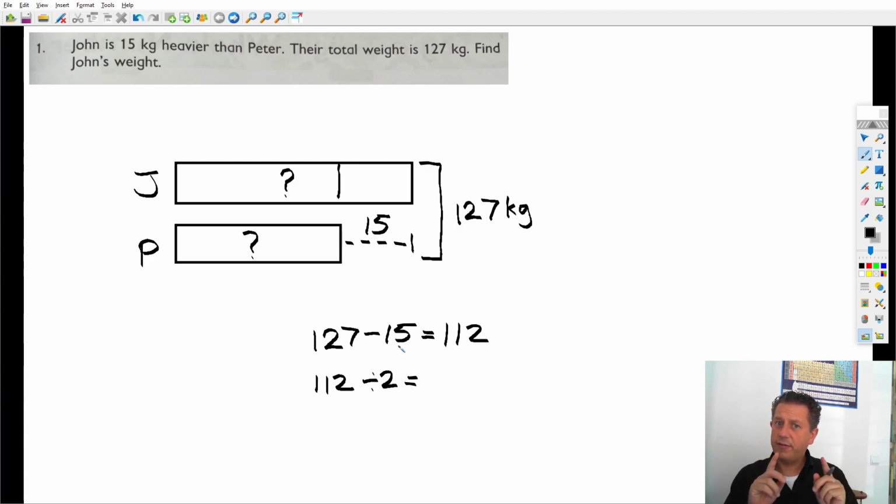And 112 divided by 2 is, I hope you said it, 56. Okay, so now we know that Peter weighs 56 kilos.